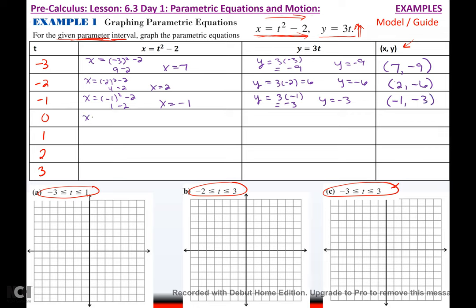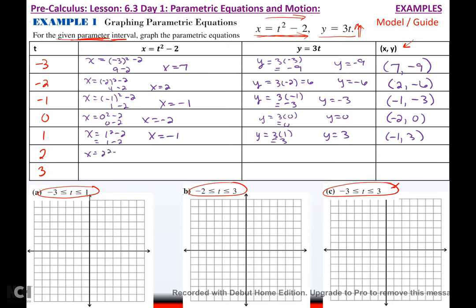Plug in 0, x equals 0 squared minus 2, which is negative 2, and y equals 3 times 0, which is 0. So that ordered pair is negative 2, 0. Plug in 1, x equals 1 squared minus 2, which is 1 minus 2, so x equals negative 1. y equals 3 times 1, which is 3. So the ordered pair is negative 1, 3.